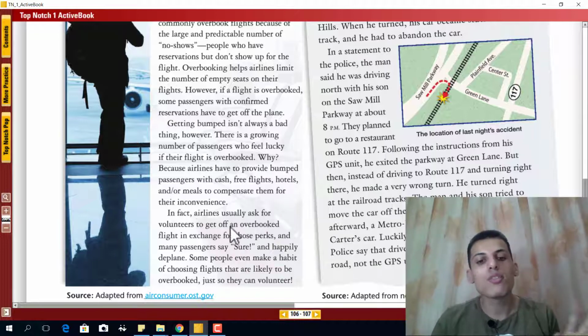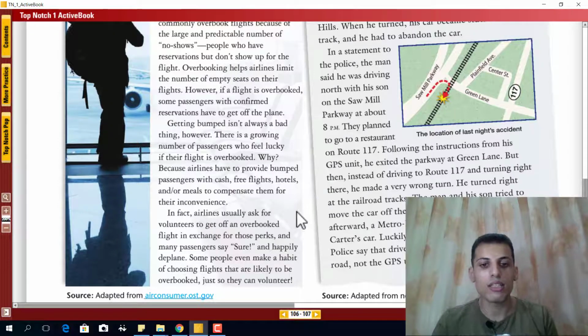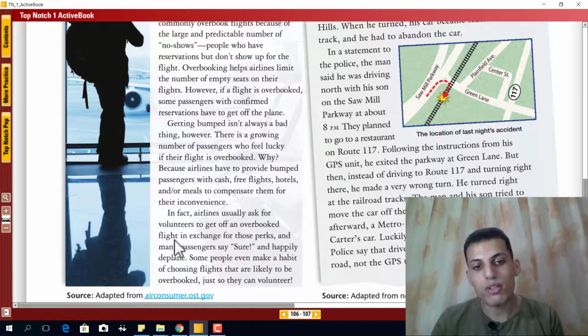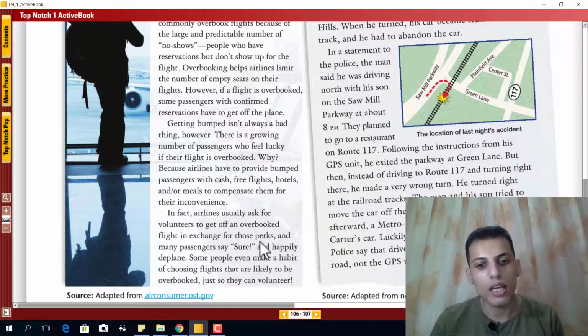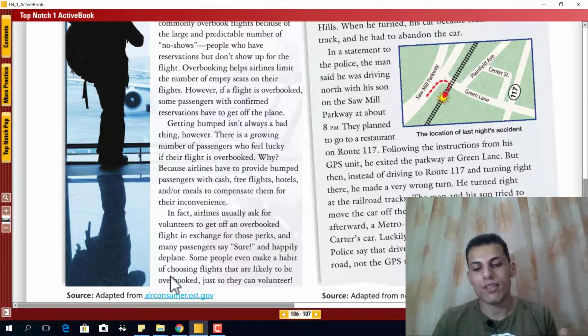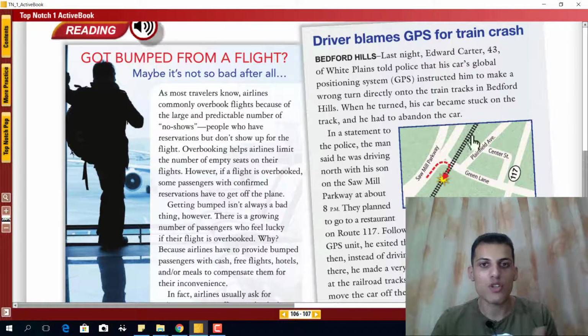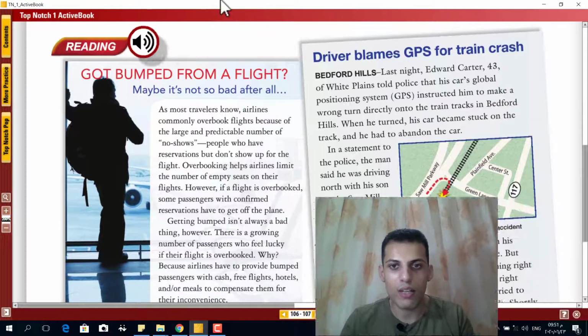In fact, airlines usually ask for volunteers to get off an overbooked flight in exchange for those perks. Okay, and many passengers say sure and happily decline. Of course, they get off normally and enjoy the free stuff. Some people even make a habit of choosing flights that are likely to be overbooked so they can volunteer, and then benefit from free cash, free flights, hotel, meals. What a life, man.